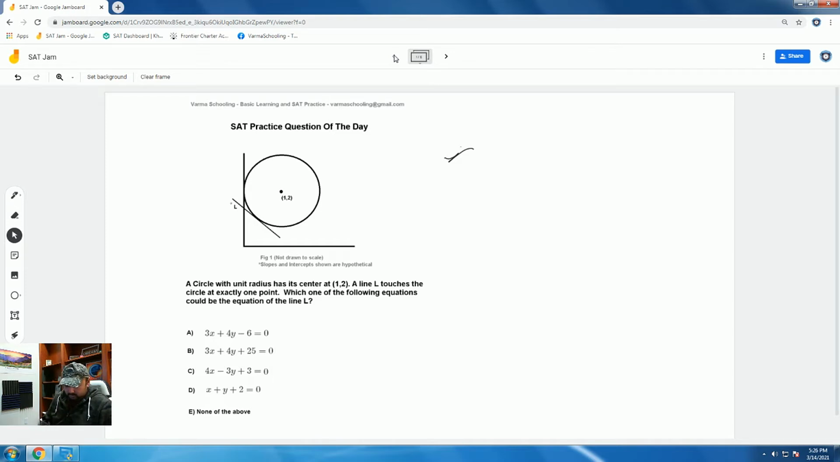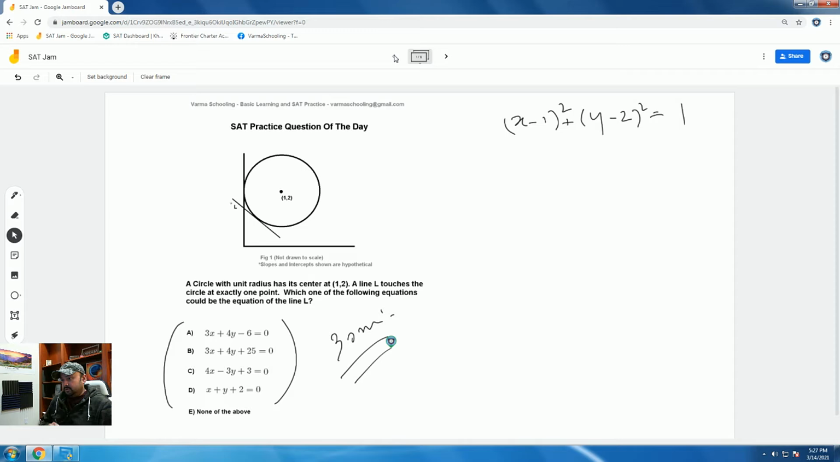I mean, one way to do that would be the equation of the circle would be x squared. The center is 1 and 2. So the equation of the circle would be (x minus 1) squared plus (y minus 2) squared equals 1, because it's unit radius. So we could do that, and then try to solve for all of these choices here, and it'll take like 30 minutes or so. And we don't want that on a test.